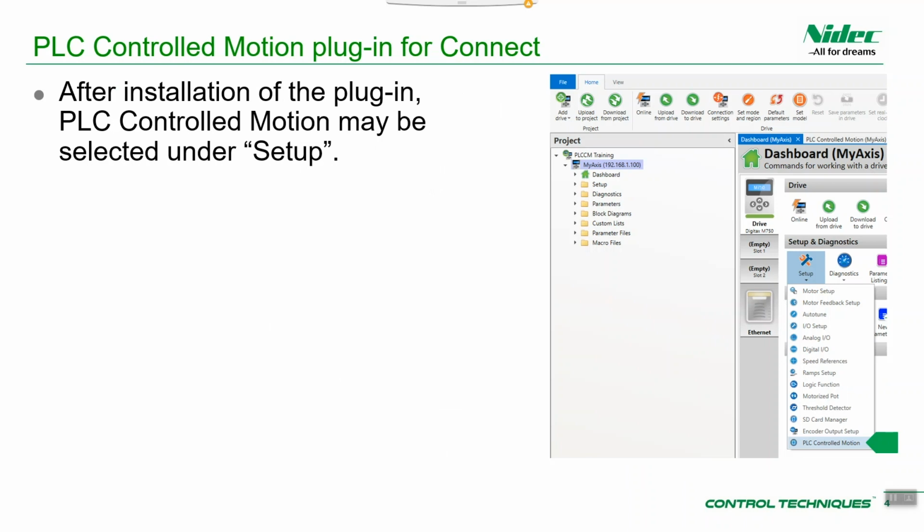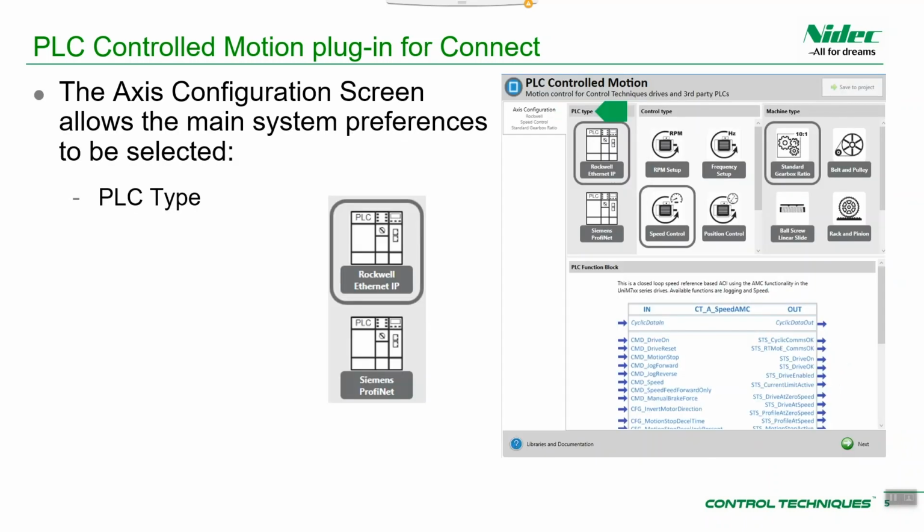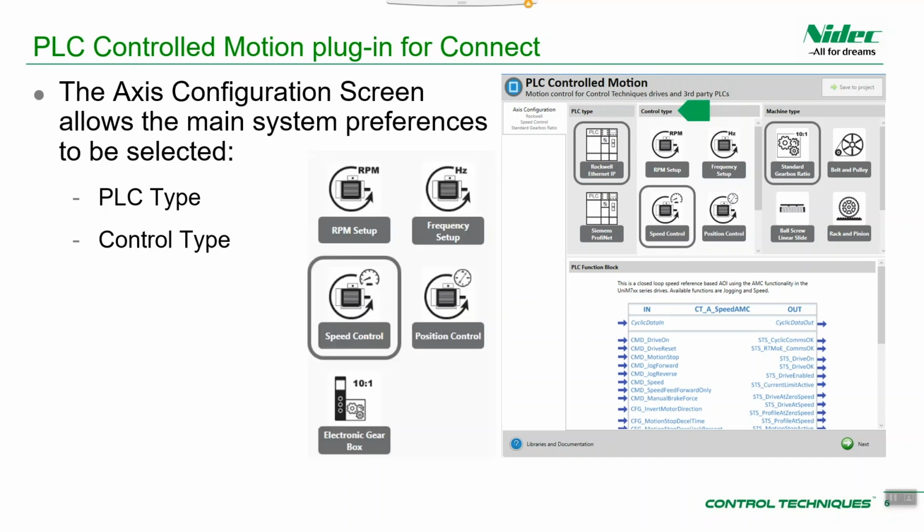Once you've installed the plugin, which we'll cover later in this presentation, PLC Control Motion can be selected under the Setup menu within Connect. The first screen that you'll see is the Axis Configuration screen, which allows you to gain access to the main system preferences. First of all, selecting which PLC type you'd like. The first offerings will offer you Rockwell PLCs controlling over Ethernet IP comms protocol, and Siemens PLCs controlled over Profinet protocol.